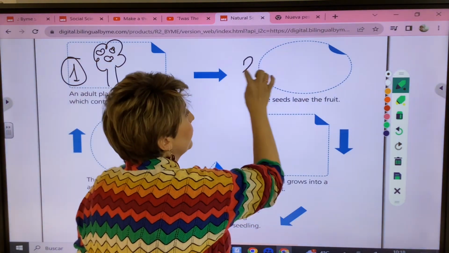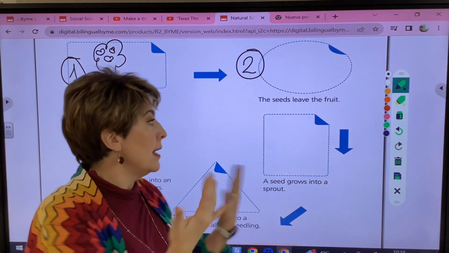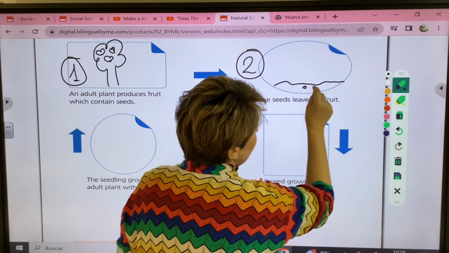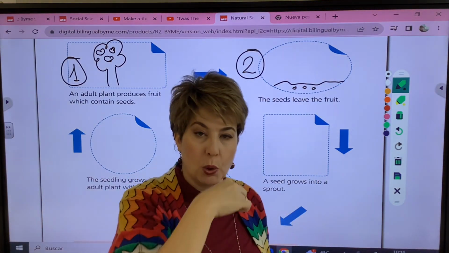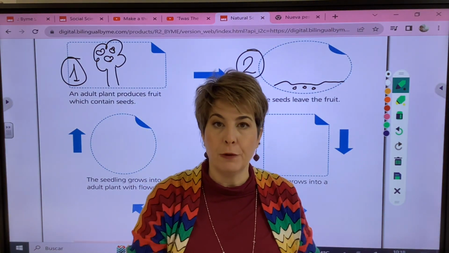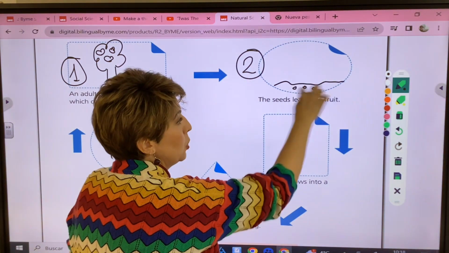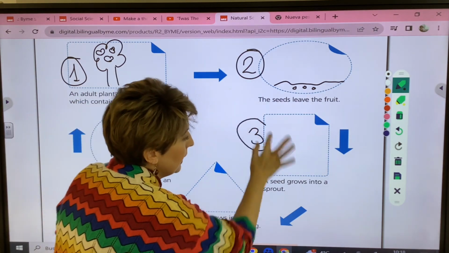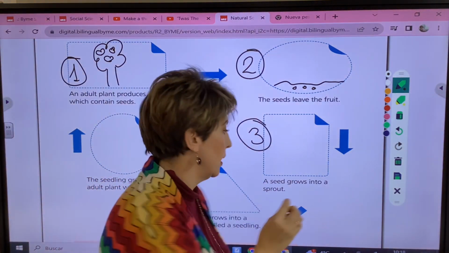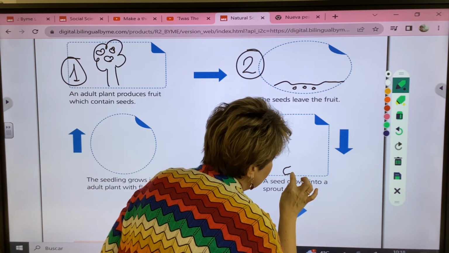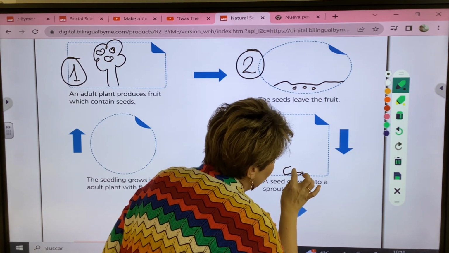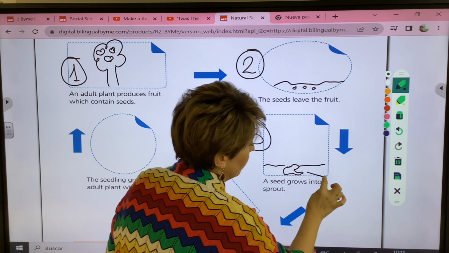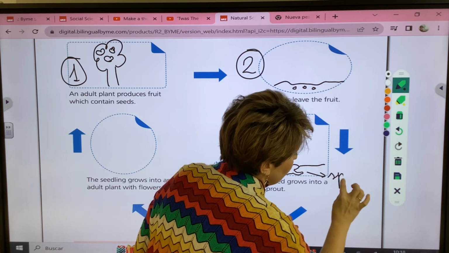Number two, the seed leaves the fruit. So if this is the soil, the seeds are going to fall into the soil. The seeds leave the fruit, or the seeds fall into the ground. Number three, a seed grows into a sprout. A sprout is when you have the seed and the seed has a little root. Okay, that would be a sprout.